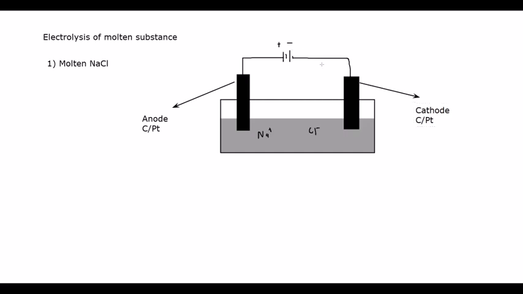Sometimes we place a lamp here. What is the purpose of the lamp? Basically, it's an indication that the current is passing, the solution is conducting, so we place a lamp here. This is a symbol for the lamp.